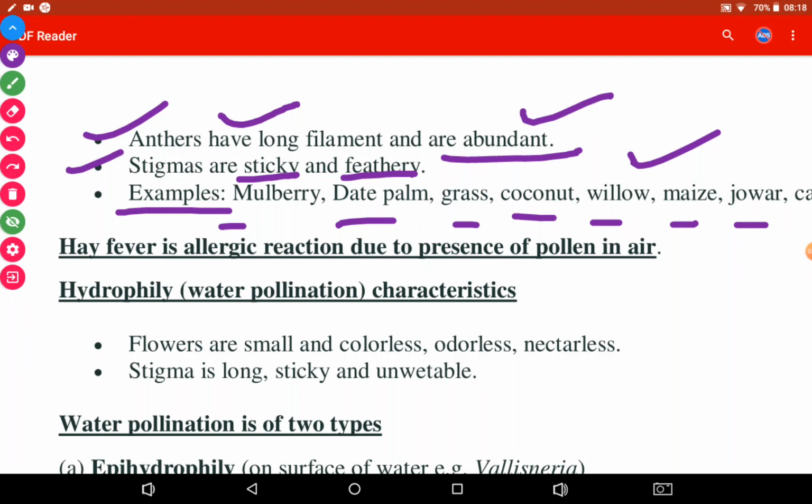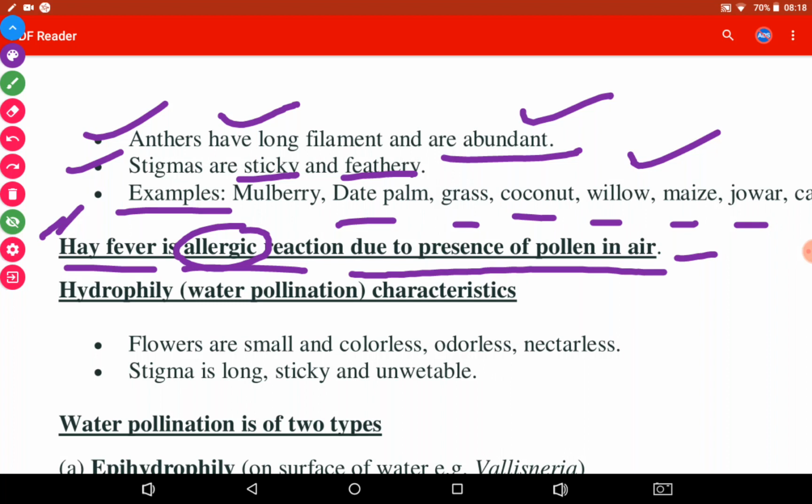Sometimes pollen grains present in the atmosphere, present in air, can cause allergy, such as hay fever, an allergic reaction due to the presence of pollen in air. You know very well about this. Pollen grains are the best example of allergens. Remember this: hay fever. This is an allergic reaction, related to hyperactivity of our immune system.